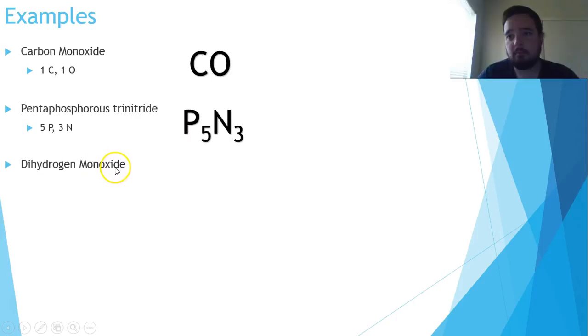Dihydrogen monoxide. Okay, so I have 2 hydrogens because of the di. And then monoxide, which is oxygen, mono meaning 1. Okay, so that means I have 2 hydrogens and 1 oxygen. Yes, it's also called water.